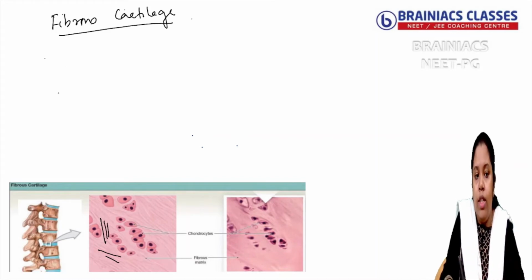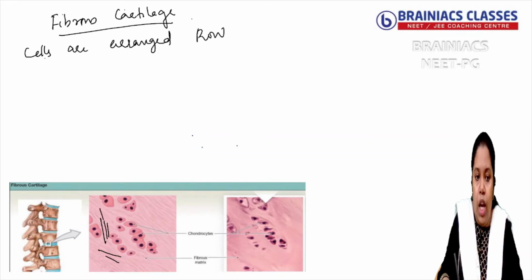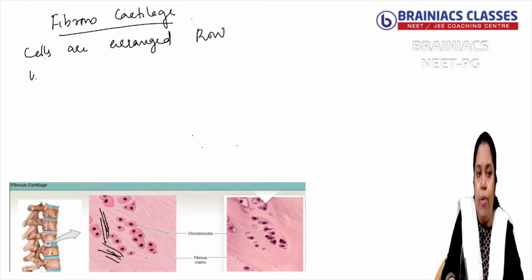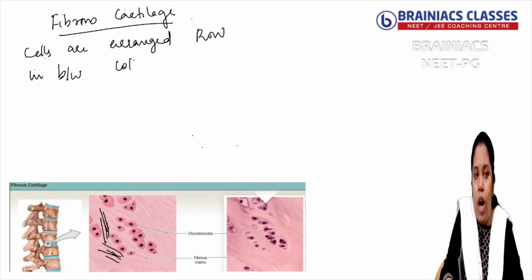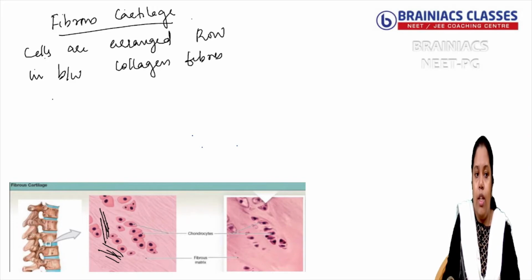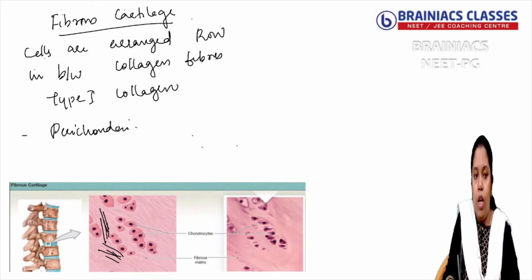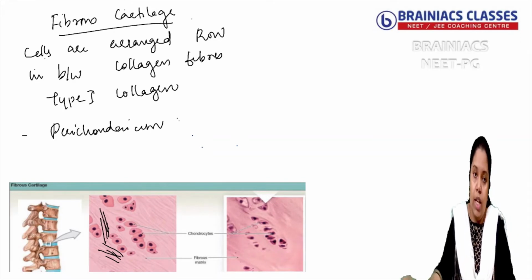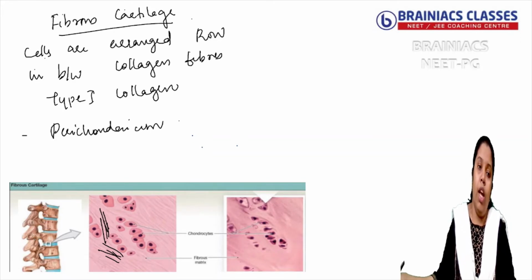Here, can you see the cells are arranged in rows? And in between these rows, you can see the collagen fibers arranged. So what type of collagen fibers will be seen? It is type 1 collagen. Type 1 collagen fibers are present, and the perichondrium is absent. There is no perichondrium in the fibrous cartilage.